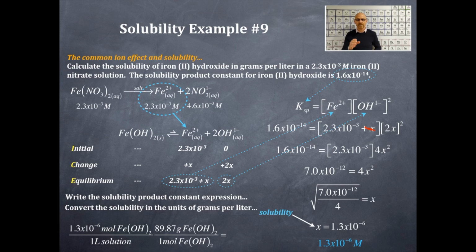So here we go. We've got the solubility at 1.3 times 10 to the negative 6 moles per liter. We're multiplying by the molar mass of ferrous hydroxide, which is 89.87 grams per mole. We're going to cancel out our units of moles, and we're going to end up with grams per liter. That value here is 1.2 times 10 to the negative 4 grams of ferrous hydroxide per liter of solution. That is the solubility in grams per liter.